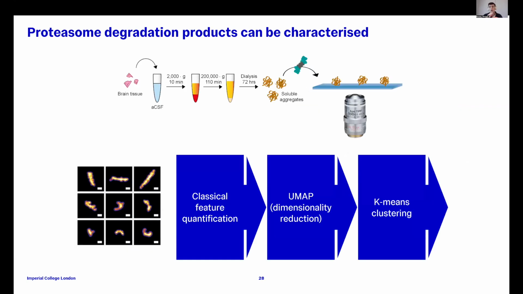And I just want to finish off by giving you a very quick case study in terms of an experiment where we've taken brain tissue from a donor who'd been diagnosed with Parkinson's disease, again, extracted aggregates from it, and then added proteasomes to these aggregate samples. And we've used our single molecule localization to image both the reactants and the products of this reaction. And then we've put it through a very similar pipeline where we've used classical shape analysis to measure the features. We've used UMAP dimensionality reduction and K-means clustering to identify different clusters.